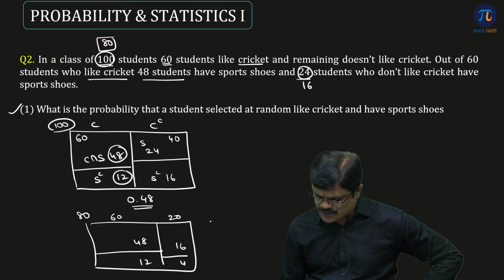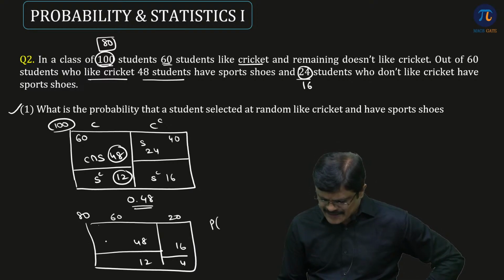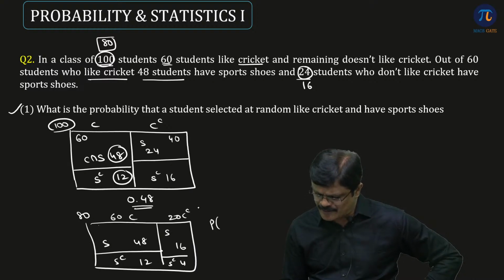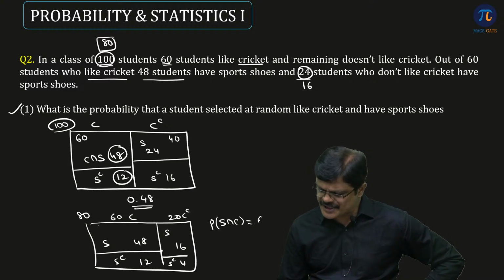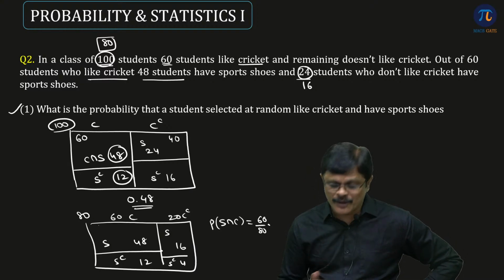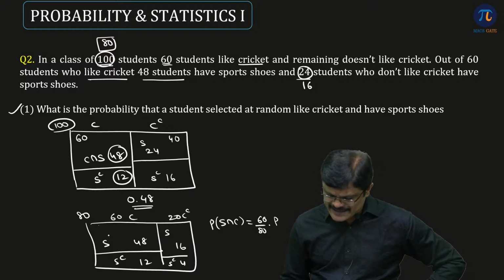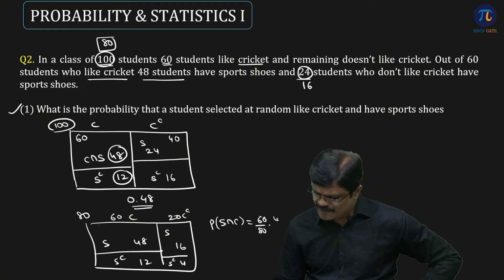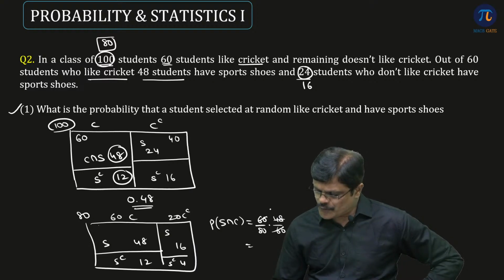So in this case, what happens to this? This is S complement, this is S and this is S complement. This is C and this is C complement. What is probability of S intersection C? That is 60 by 80. That is probability of C. And probability of S given C. What is probability of S given C, my dear friends? In this case, it is 48 out of 60. So now the numbers are different. 4 12s, 4 20s, 4 3s, 4 5s, 3 by 5, which is nothing but 0.6.